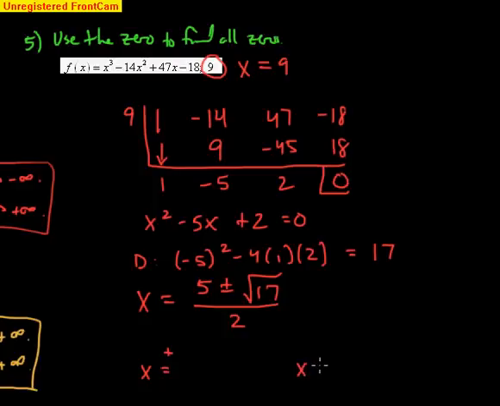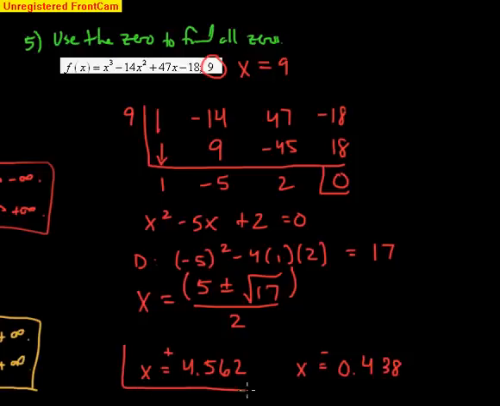So what do I get when I do the plus? What do I get when I do the minus? Well, don't forget to use the parentheses. Remember, if you're doing it all at once, you better put parentheses around this entire numerator. 5 plus... So I get, rounded to 3 decimal places, 4.562. And if I use the minus, 0.438. And there's the other two zeros.